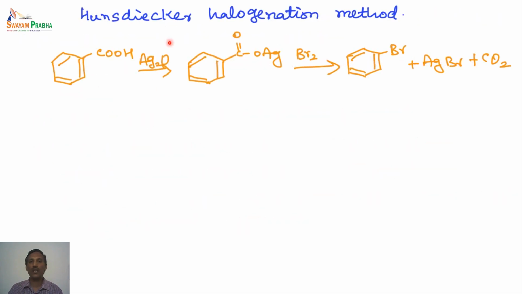Then the next one is the Hunsdiecker halogenation method. Here a carboxylic acid is converted to the silver salt with the help of silver oxide, and this on treatment with bromine produces the corresponding bromo-aryl derivative with the formation of CO2 and silver halide. If we use bromine, we end up with silver bromide. If we use other halogens, we end up with other silver halides.